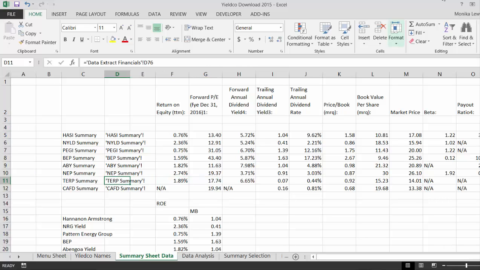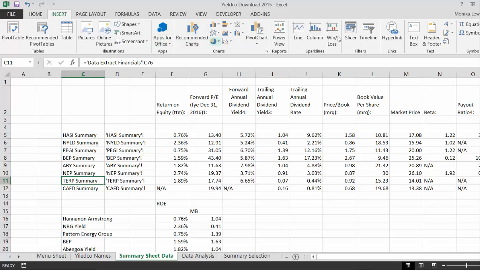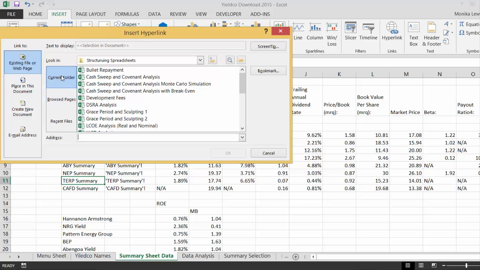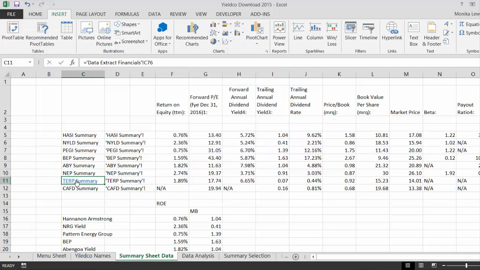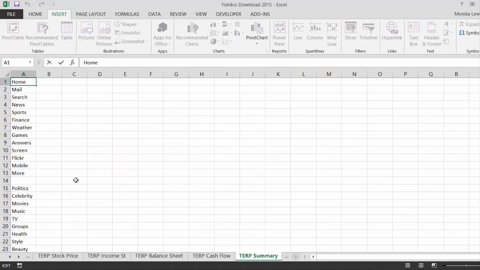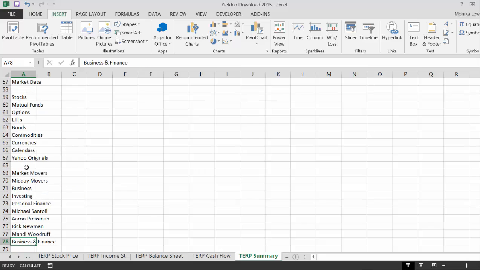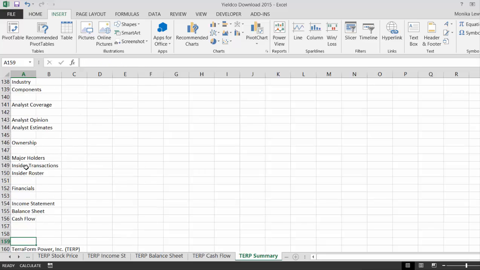You know what you could do? Let's see if we can do this. I don't know which one we'll insert, but if I insert a hyperlink, where's the hyperlink? Current place in this document, and we want the derive sign. Okay, we could make a macro that just goes through that. And my question is, why is that market to book ratio so low for this company?